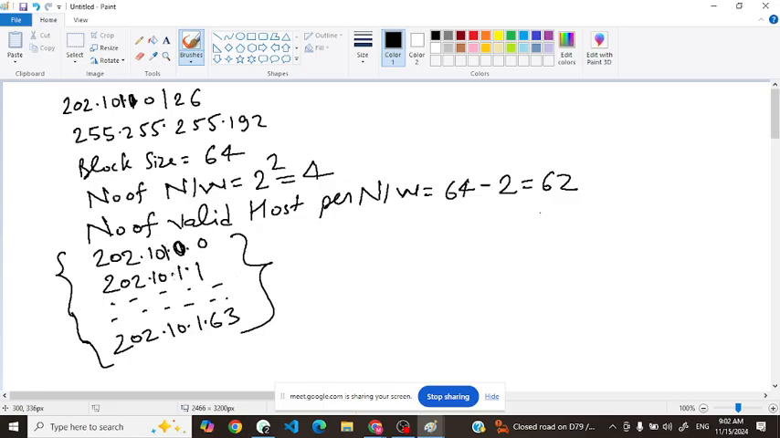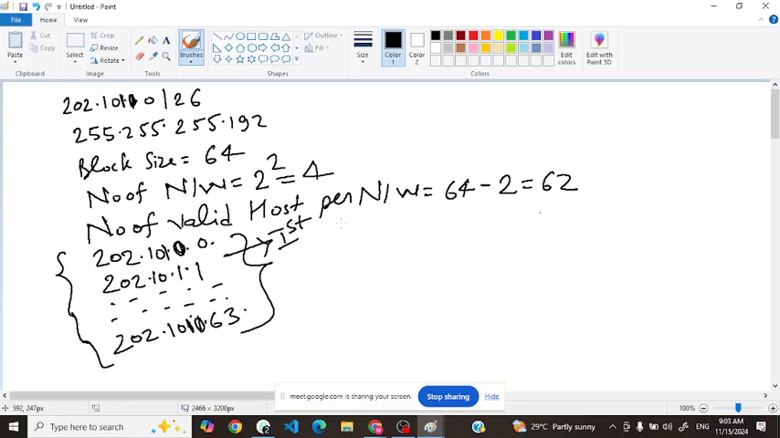Okay. Lakshman, what will be your answer? Sir, 202.101.0.0 is the network address, and 202.101.0.63 is the broadcast address. Then the inside IP addresses: 202.101.0.1 is the starting IP address, and 202.101.0.62 is the last IP address before the broadcast for the first network. So the block size is 0 to 63. How many numbers? 64. Okay.